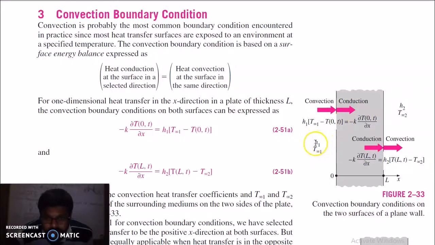So if the convection coefficient on this side is h1, the air temperature is T infinity 1, and this is the temperature at this boundary, that is T(0, t). So this is the equation here: minus k del T by del x at (0, t) is equal to h1 times T infinity, which is air temperature, minus T(0, t). If the air temperature is higher, then heat will transfer from air to the wall. So T infinity is higher.